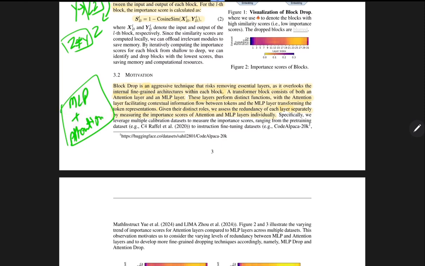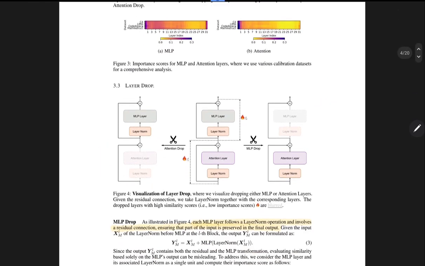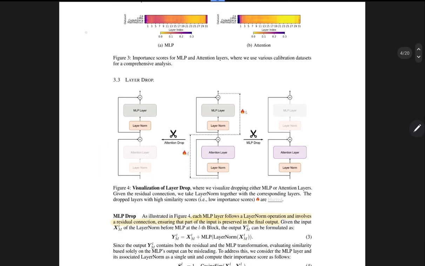So a transformer block consists of both layers. These layers perform distinct functions: attention facilitates contextual information flow between tokens, and the MLP layer transforms the token representation. Given their distinct roles, we assess the redundancy of each layer separately by measuring its importance score. So that is what they have done. For the importance score of MLP layers, we use various calibration datasets for comprehensive analysis. I think you can go and read these things, because with layer indexing, the deeper you go, you will find the difference, right?